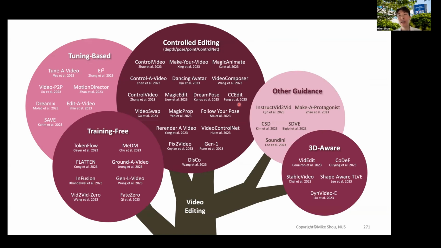And then after that, we introduced 3D awareness. Basically, we want to have a canonical representation so that the editing happens in the canonical space and such editing can be well propagated to other frames across time. So that can be another alternative approach, an explicit approach for enforcing temporal consistency over time. And finally, we briefly touched on the other guidance.